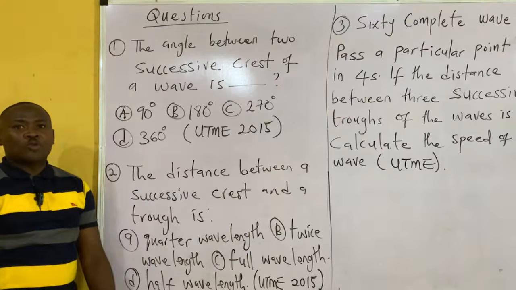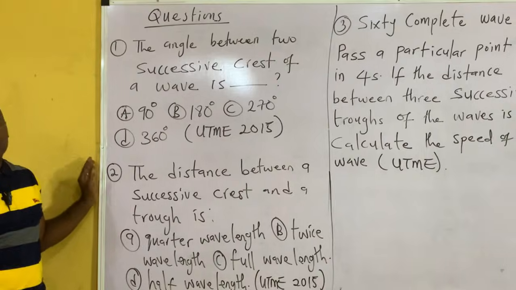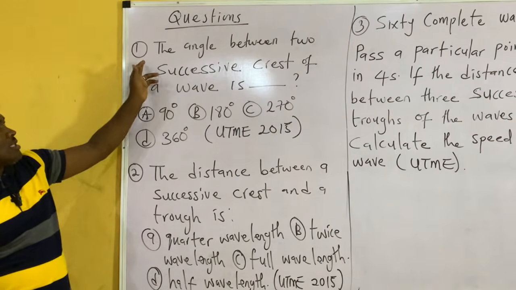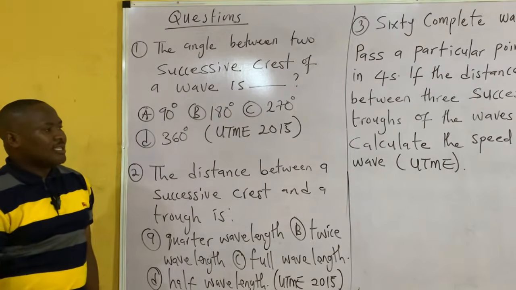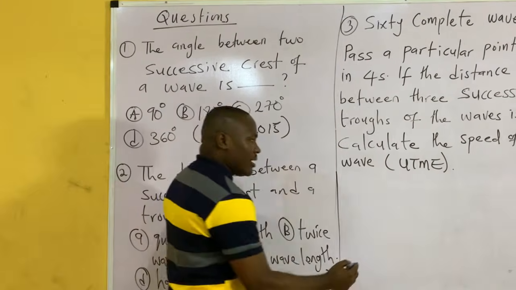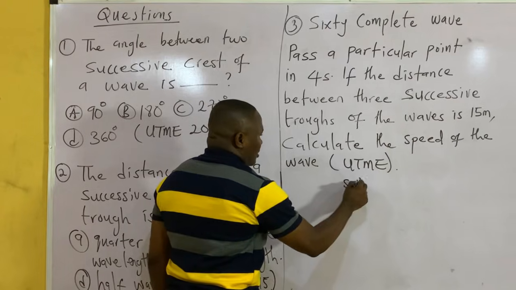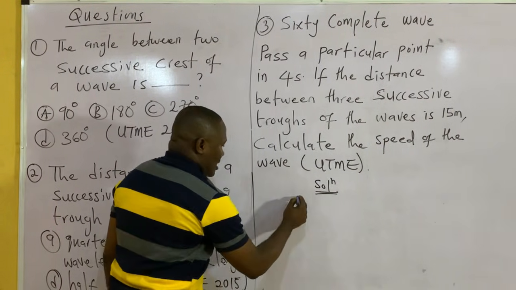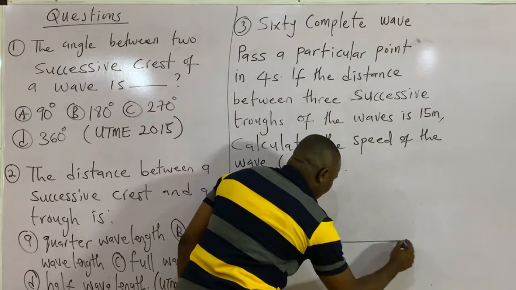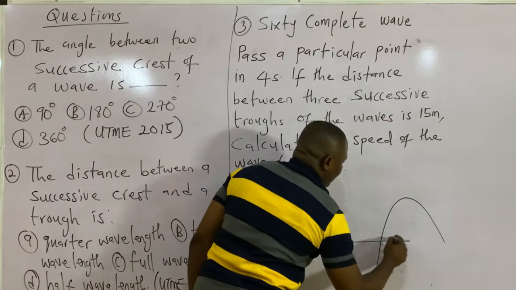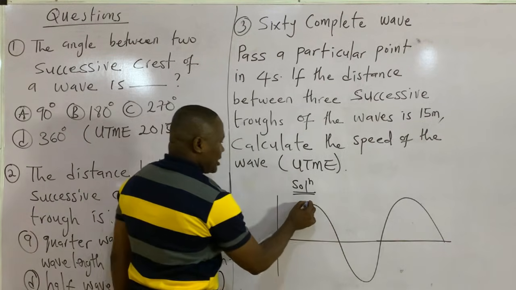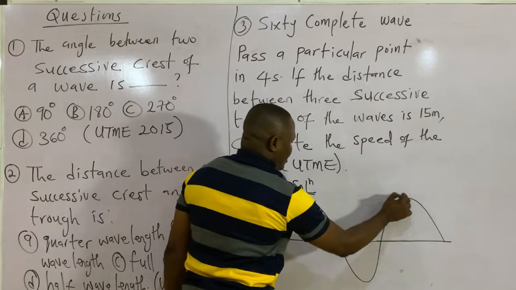Now, let's look at some questions as regards what we've said so far. Number 1 says, the angle between two successive crests is dash. Now remember, solution. In our last class, I told you about between a crest and a trough and a crest and a crest. So this is a crest and this is a crest.